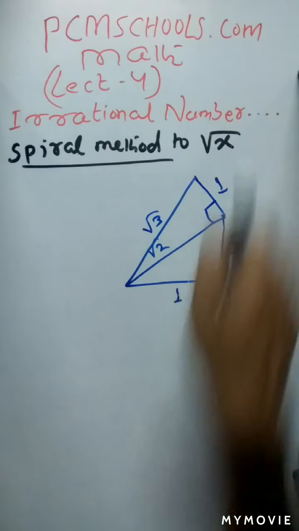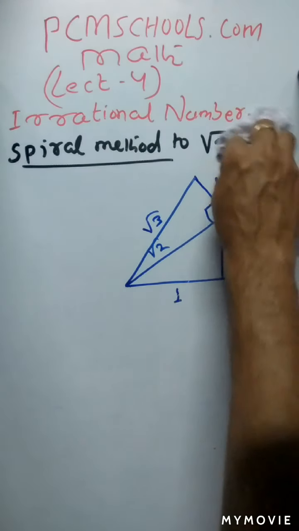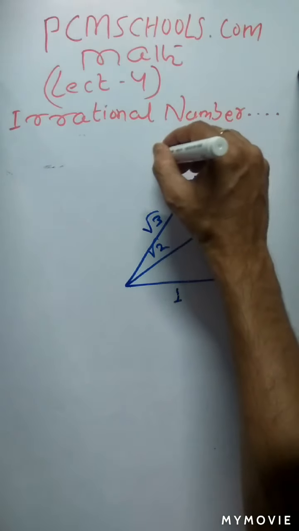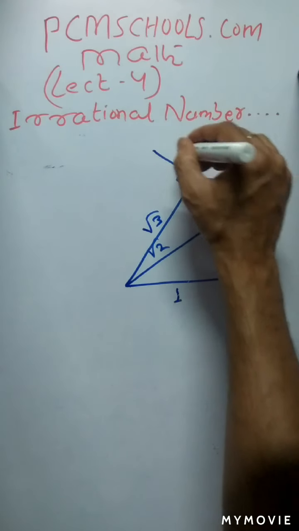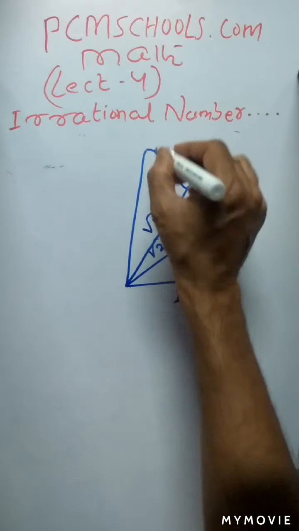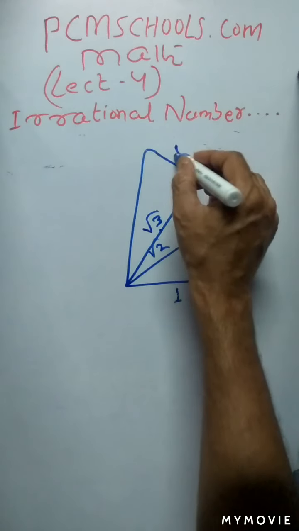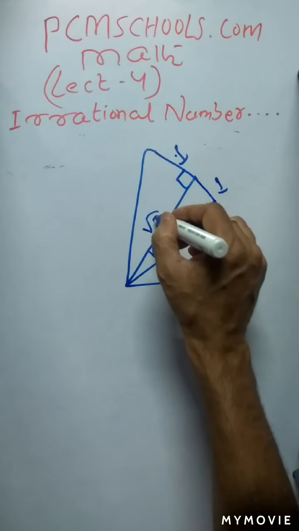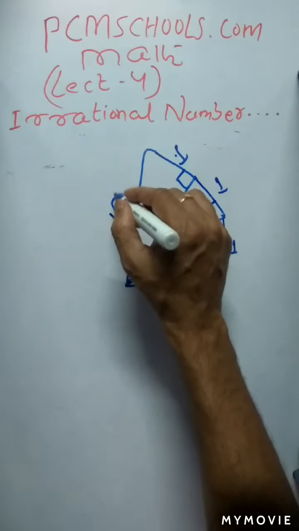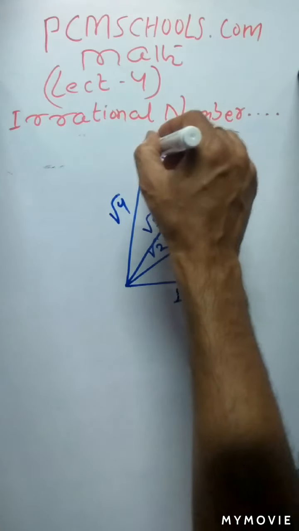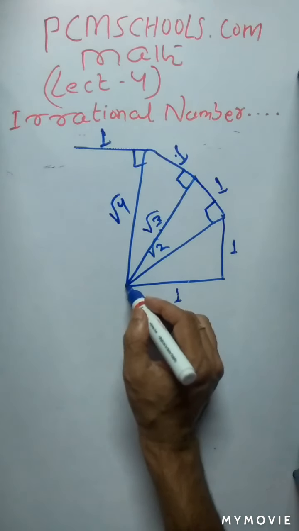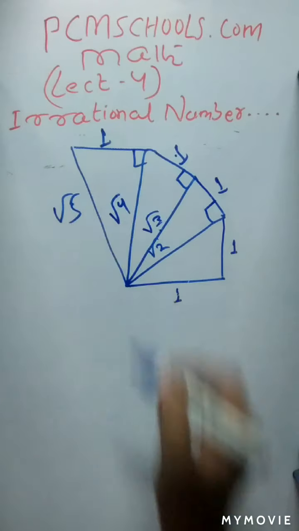Then again you take 90 degrees to this root 3 line. Again this is 90 degrees. You take 1 unit and draw the hypotenuse of this triangle. So here this is root 3, this is 1. So what is the hypotenuse? Square root of root 3 square plus 1 square, which is root over 4, that is 2. Again you take 90 degrees to this and take the perpendicular as 1 unit. Then if you draw the hypotenuse, it will be root 5.